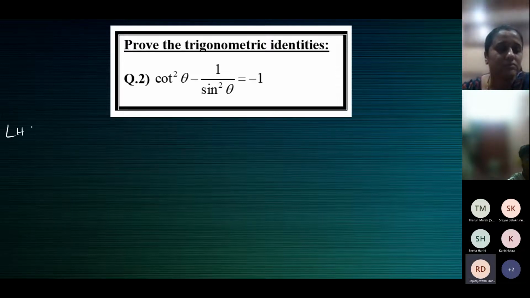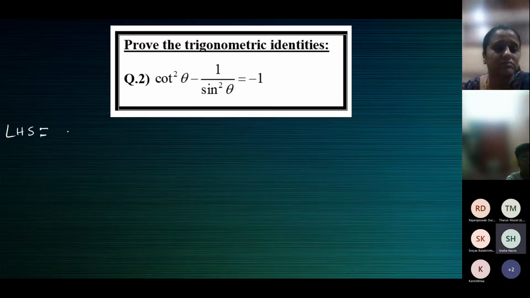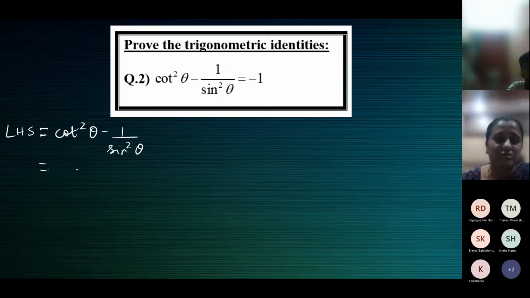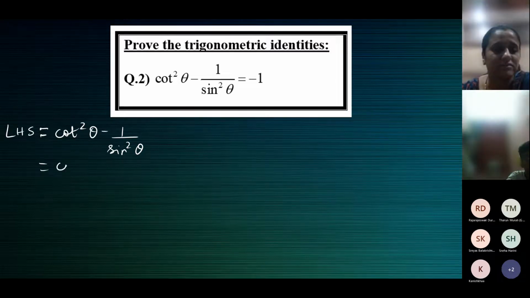Secant square theta, ma'am. No, darling. Think. Cosecant. What is 1 by sine square theta? Cosecant square theta. Yeah. Who's that? Rama. Yes, ma'am. Very good. 1 by sine square theta is cosecant square theta. 1 by sine theta is equal to cosecant theta. 1 by sine square theta is equal to cosecant square theta. So minus cosecant square theta.